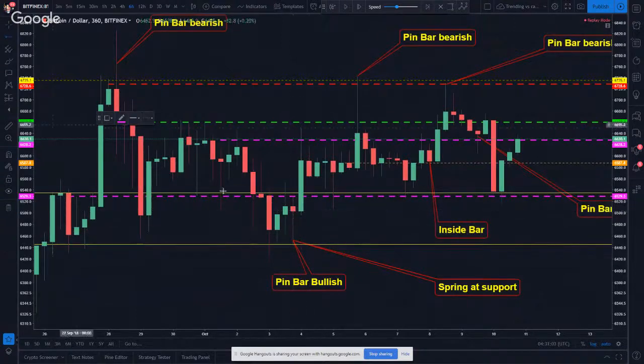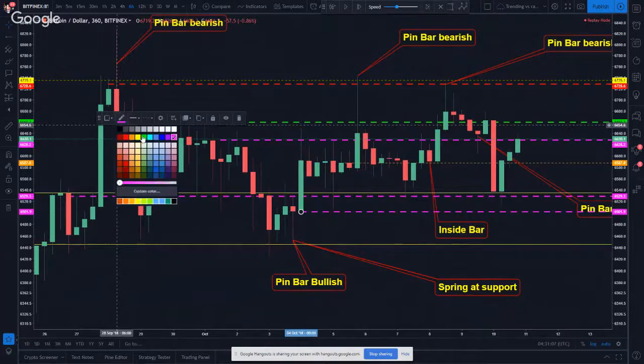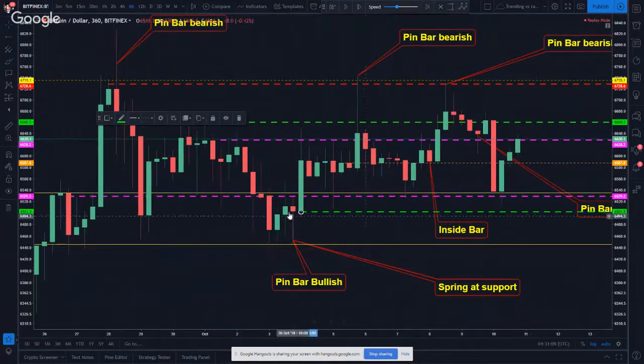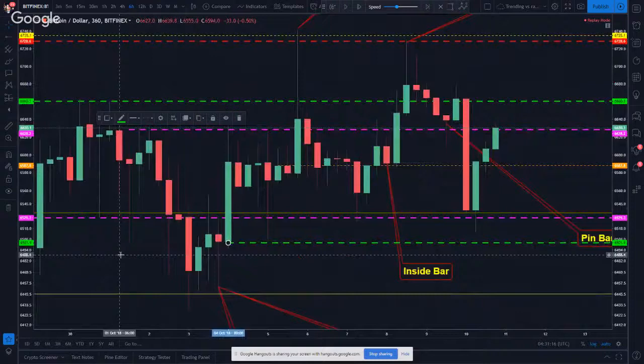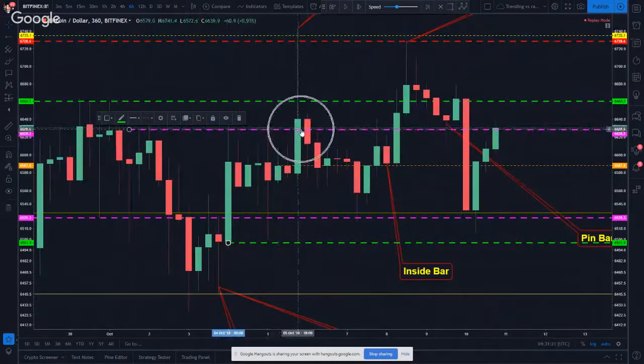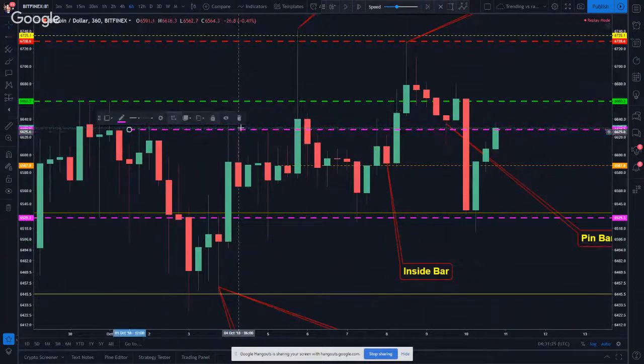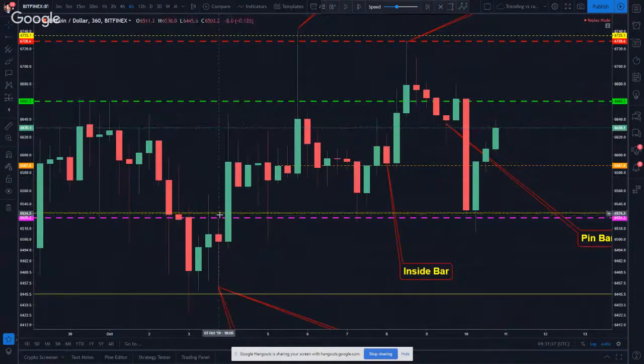Or I'm sorry, let's place that, because this is a pin bar setup. Also a spring at support we had. So you could have played that either way. Honestly, I probably would have played it with the pin bar setup. It was looking very good. I'm not sure I would have kept it open long enough to hit this take profit here. But that's something I would have had to look at way back when.